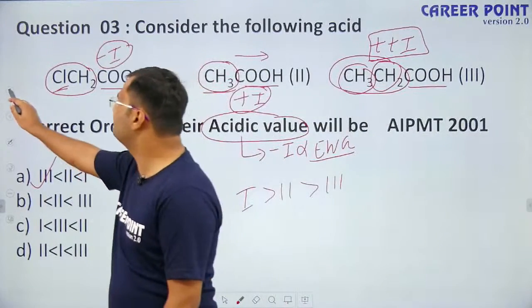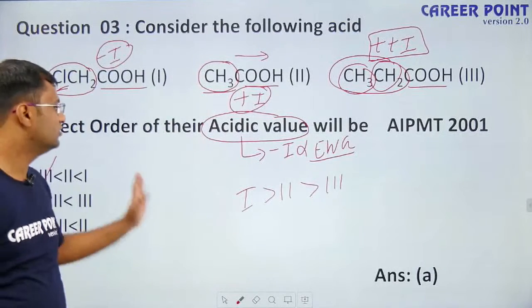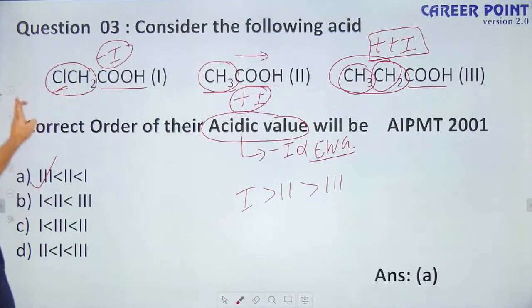Clear? These types of questions will be asked in NEET. So correct option is option number A.